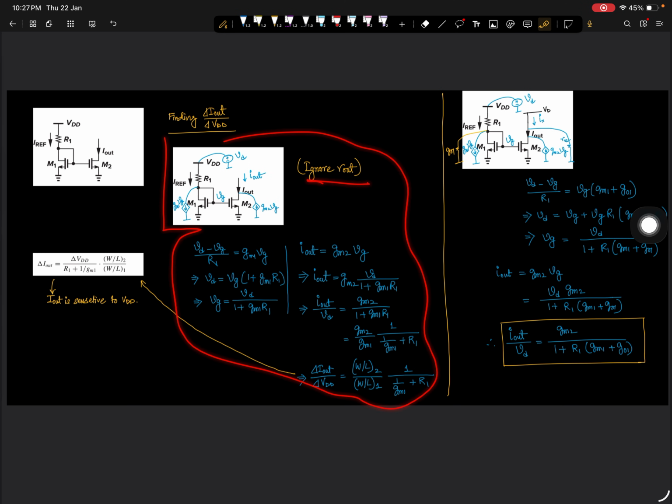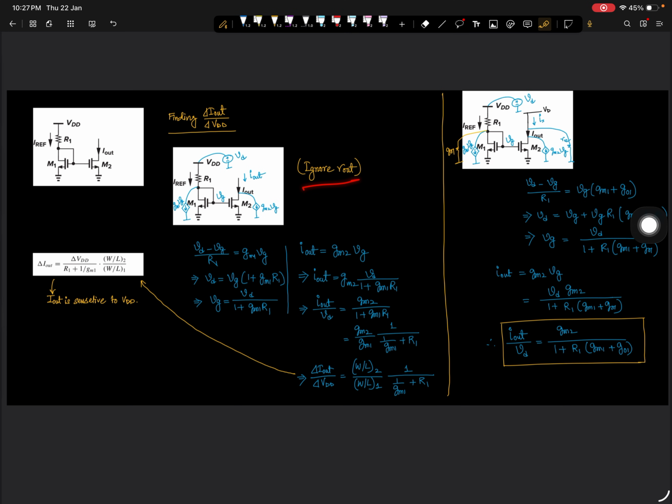Ignoring R out, you can get this expression where you can see I out is dependent on the amount of change in VDD, also R1 and the GM of the transistor M1, and it also depends on the W by L ratio of M1 and M2. If you don't want to ignore R out, then you can also derive the same expression, and this is the final delta I out by delta VDD expression. Alright.